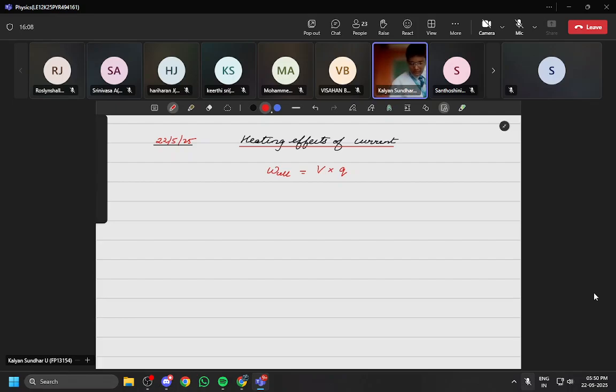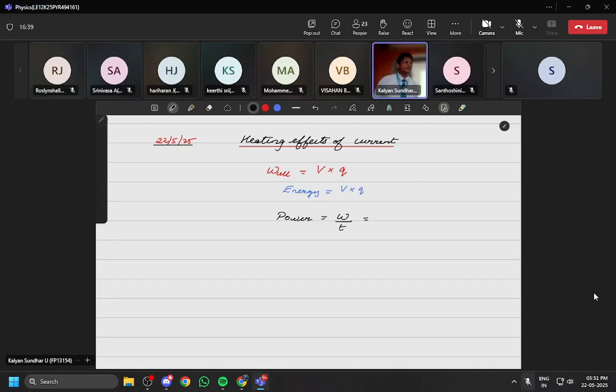So now from here your energy will be equal to V into Q. Work done by the cell is nothing but the energy which is being supplied by the cell. Right? Now from here only we will be calculating our power term. Power is nothing but work done per unit time.